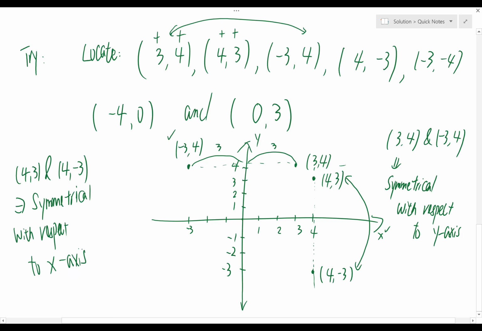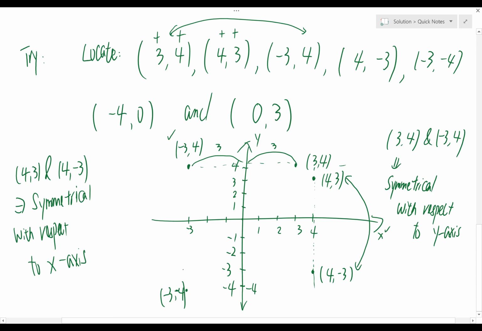Okay. And now (-3, -4). That's down here. Negative 3 and negative 4. This is negative 4. Okay, this is an ordered pair.